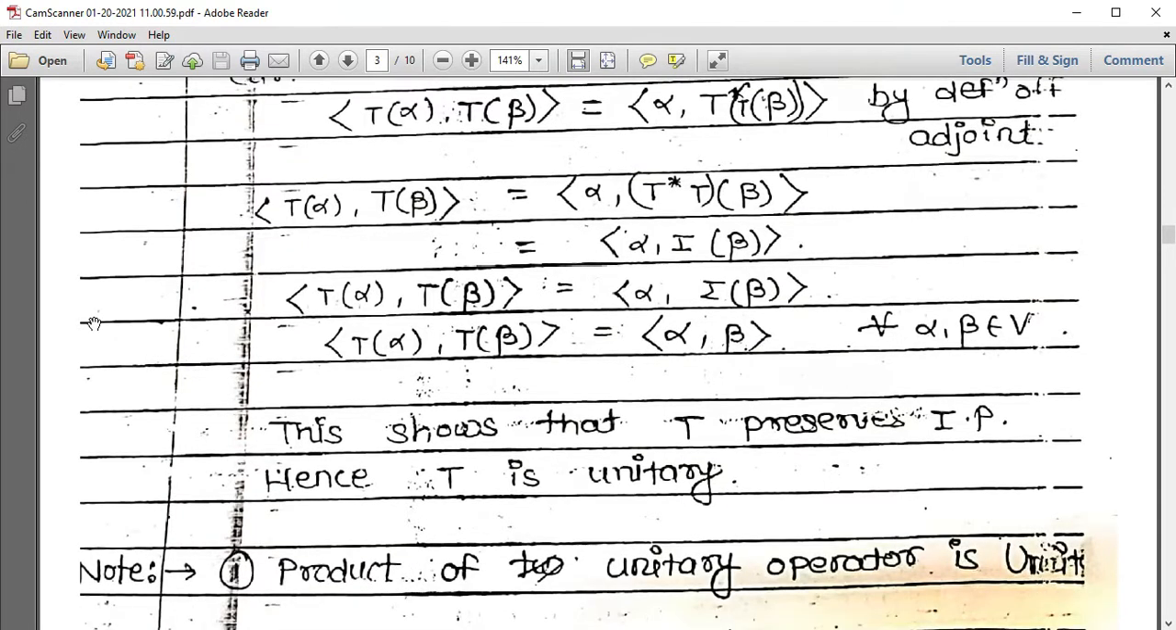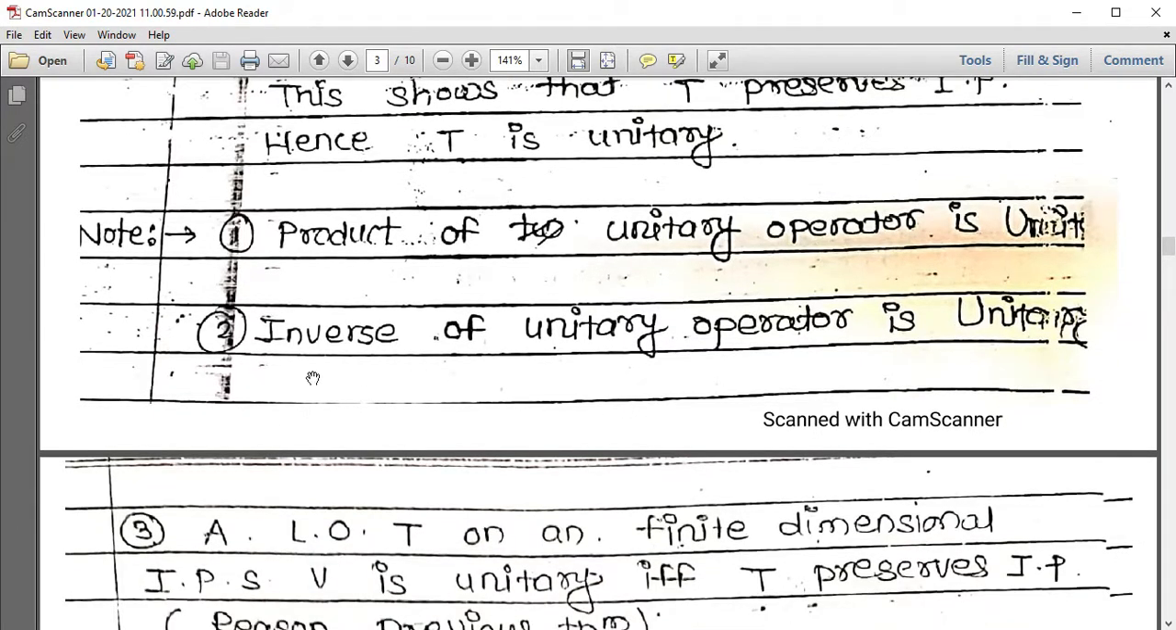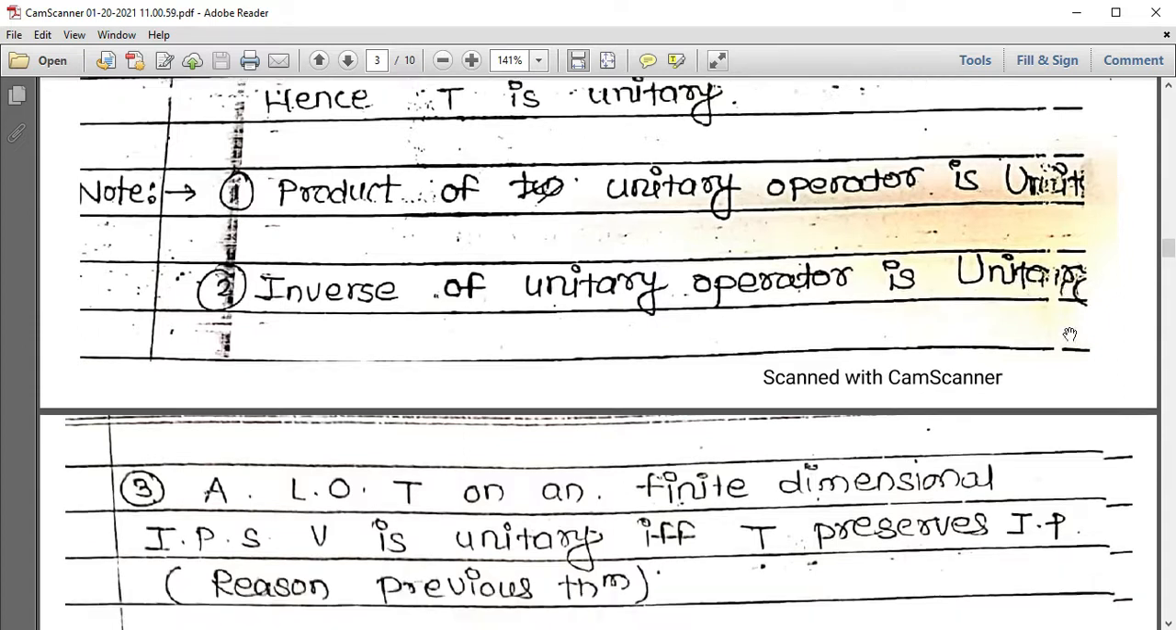Okay, so the next theorem to note is this: the product of two or more unitary operators is always a unitary operator. If you take two or more operators that are unitary, then the product of the unitary operators is always unitary. The inverse of a unitary operator is unitary. If the inverse exists, then this inverse of the unitary operator is always a unitary operator.